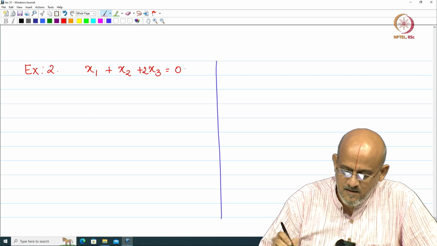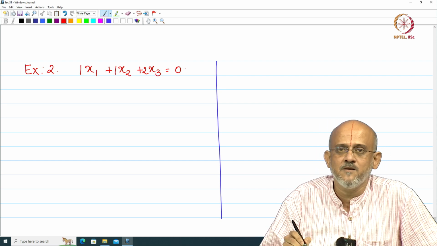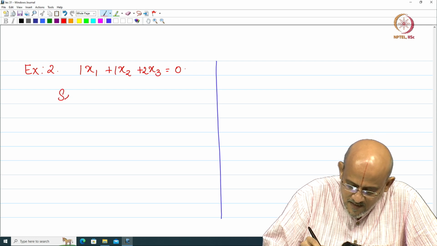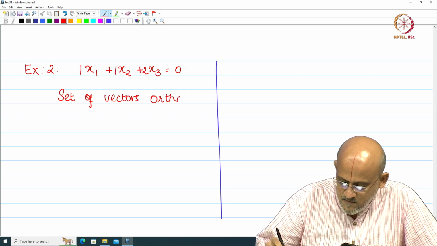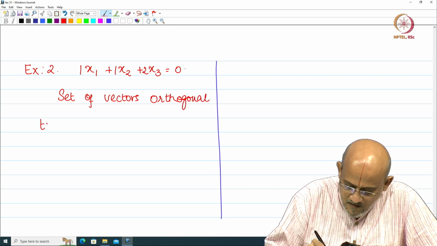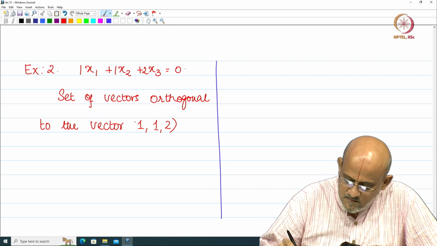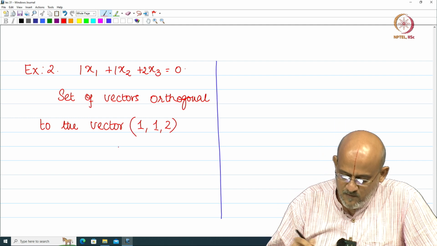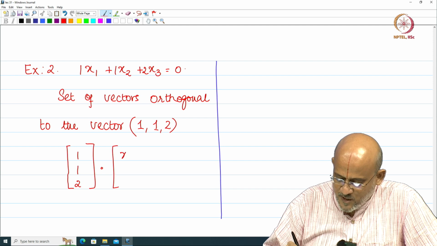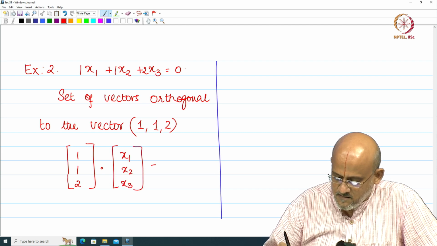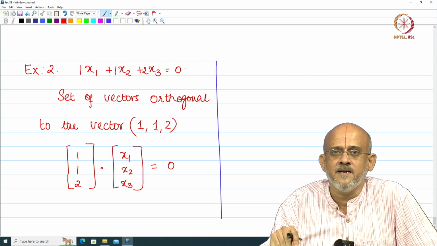I am looking for, if you take the coefficients as 1, 1 and 2, that is precisely the coefficients of x1, x2 and x3. So what am I looking for? I am looking for the set of vectors orthogonal to the vector 1 1 2, because what I am saying is 1 1 2 dot product with x1 x2 x3 gives me 0. That is what this plane actually means. And this plane, it says the right hand side is 0, this plane passes through the origin in R3.